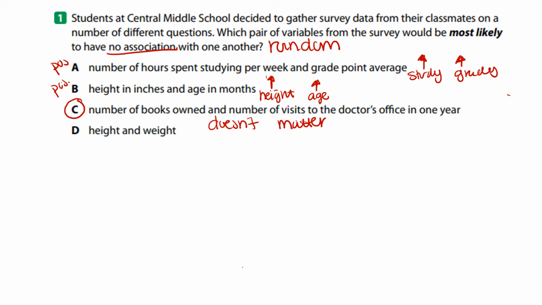Just to look at letter D, we could say that as height increases, weight also increases. Typically, the taller you are, the more you weigh. That's why adults weigh more than children, because we're taller, we're bigger. As height increases, so does weight. That would also be a positive association.